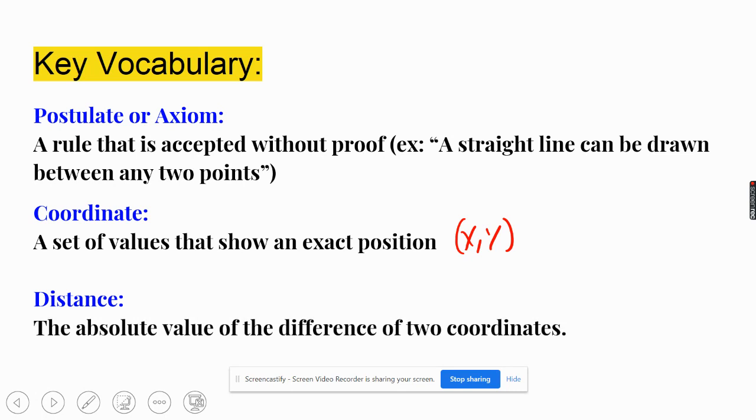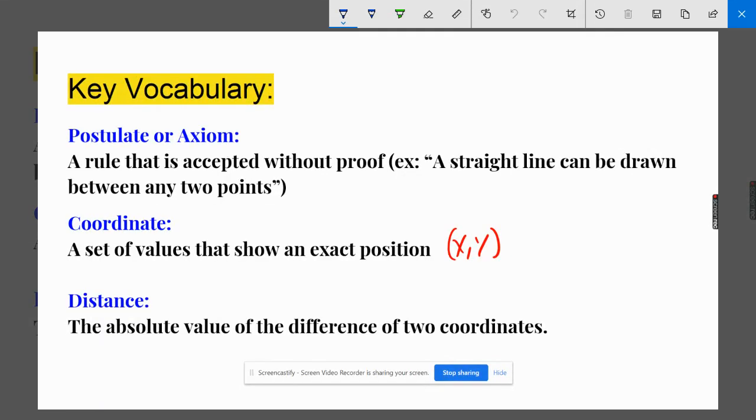Distance. I actually really like this example I do in class, which you can't see, unfortunately, but distance is the absolute value of the distance of 2 coordinates. We're going to get into a lot more of that next week. Just understand distance is always positive. Might be a nice little note there. Always positive.